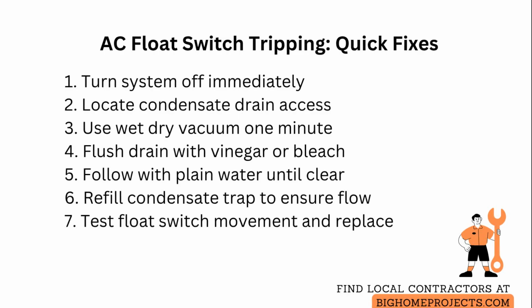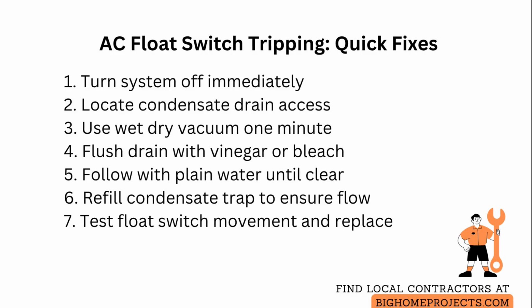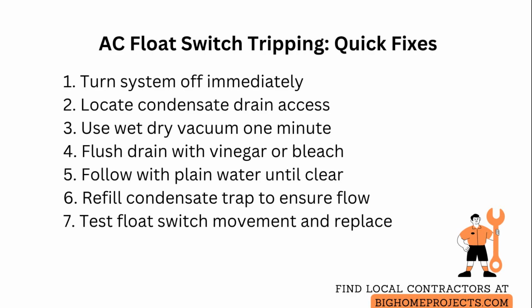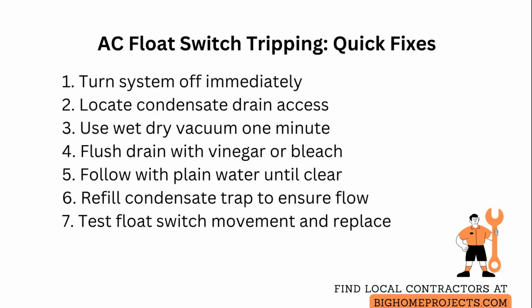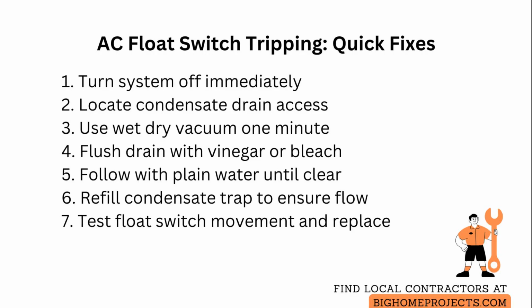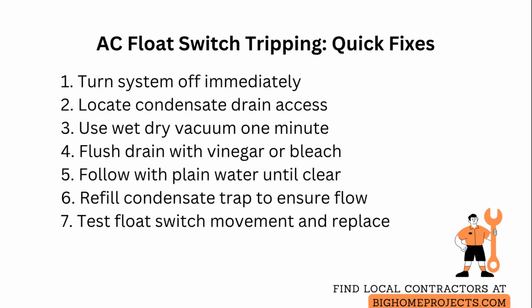Use a wet-dry vacuum at the drain line outlet to pull out clogs and debris, running it for at least 1 full minute while monitoring water flow. This is one of the most effective home remedies for hair, mold, and sludge buildup. Flush the drain with warm water mixed with a 1/4 cup of household bleach or white vinegar to break down biofilm, then follow with plain water until it runs clear. Do this monthly in humid seasons to prevent recurrence.